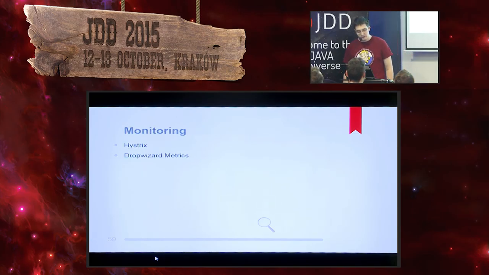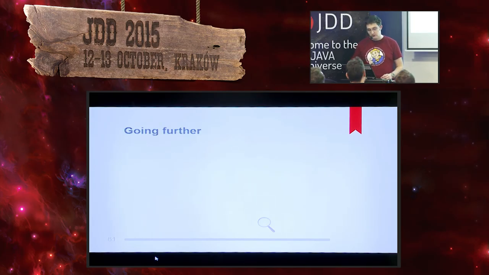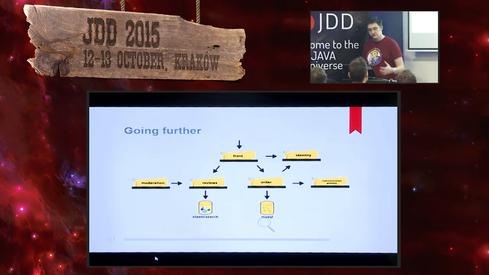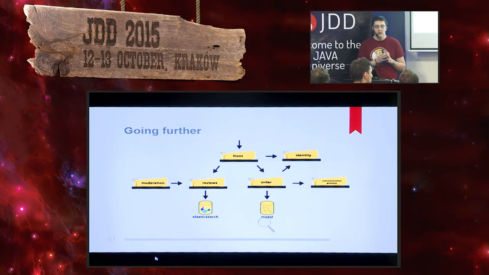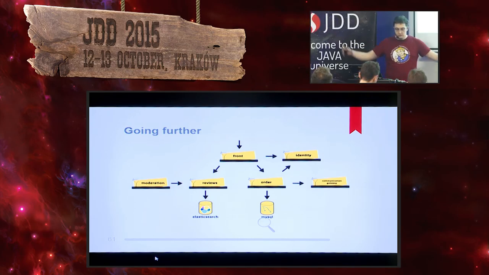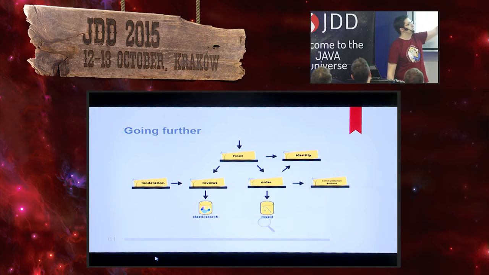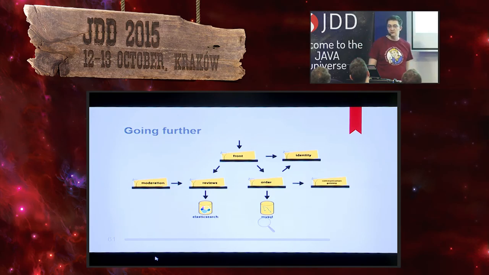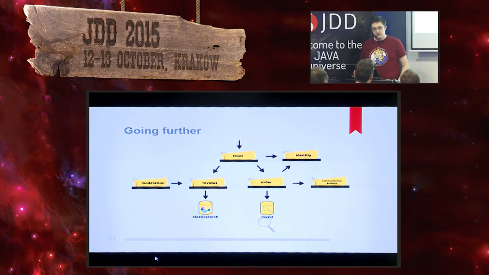Hystrix and Dropwizard metrics, I mentioned them already a couple of times. And of course, when you have all these deployment scripts and provisioning code around your services, it's easy to scale and introduce more services, like having an identity service that authenticates your users, having a communication gateway that sends emails, SMS, push notifications, and maybe for the review service it makes sense to have a separate moderation service, which will help sort out the reviews. So just using Ratpack will definitely not solve all your problems, but still it's an easy and good start.